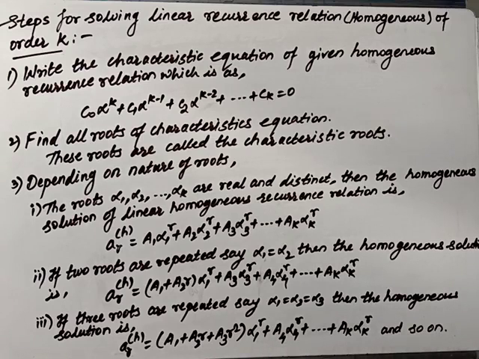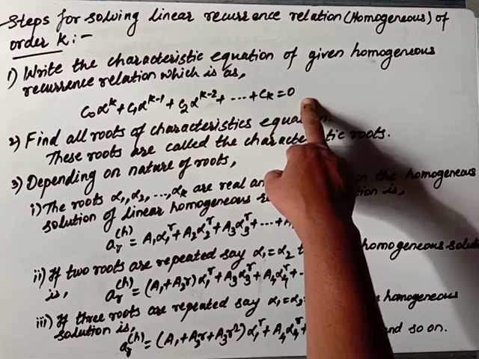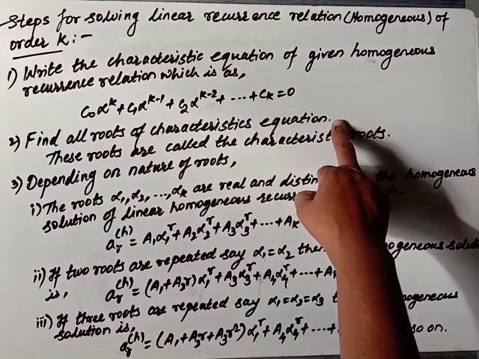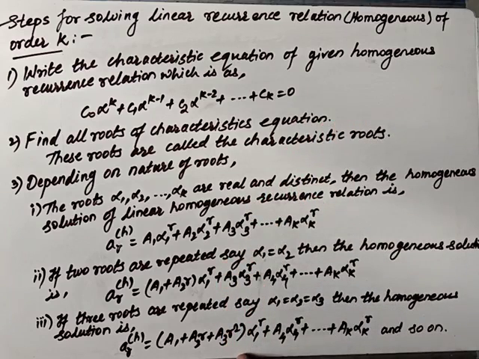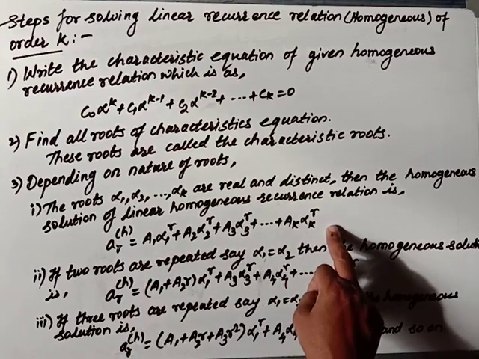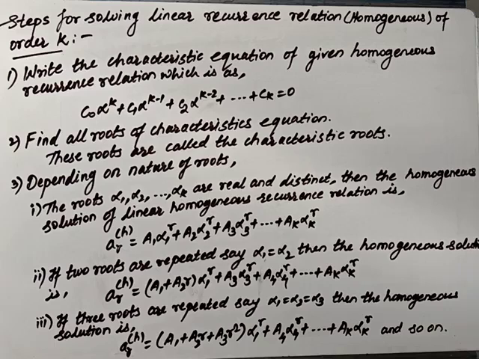Fine. Steps are very important here. We have to solve those linear recurrence relations. The first step is we have to write the characteristic equation. Later on, we have to find those roots of the characteristic equation. Now, the homogeneous solution depends on the nature of roots. If roots are real and distinct, the solution will be as such. If 2 roots are repeated, it will be as such. If 3 are repeated, it will be as such, and so on.